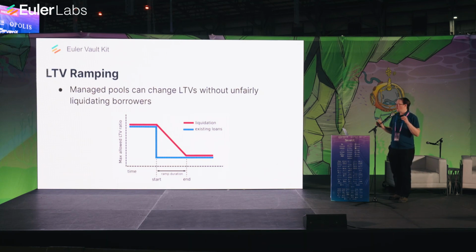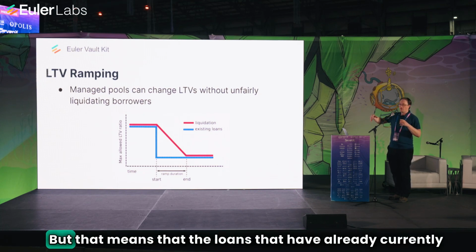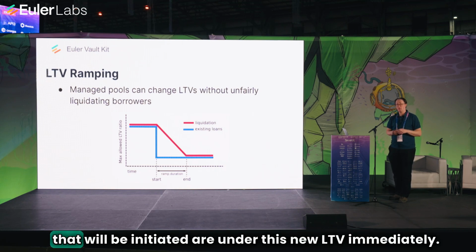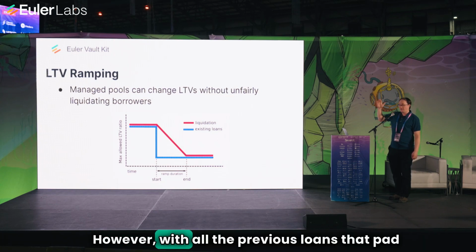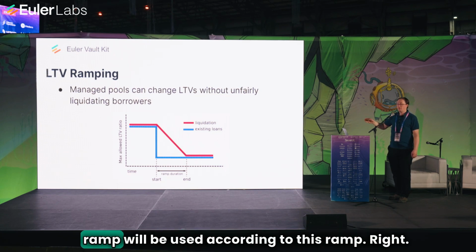This means that the loans that are already currently in effect in the pool, and also any new loans that will be initiated, are under this new LTV immediately, right? However, for all the previous loans, the LTV used for liquidation will be used according to this ramp, right?